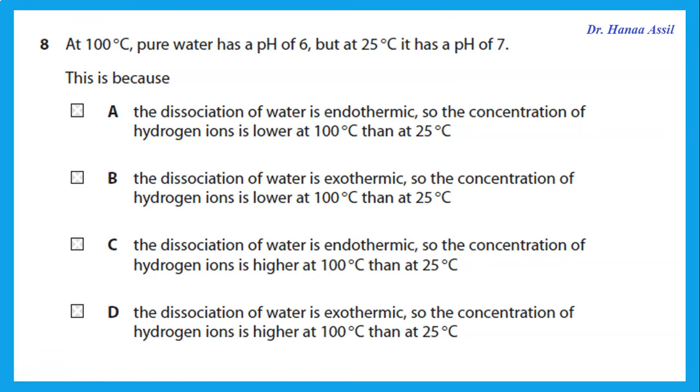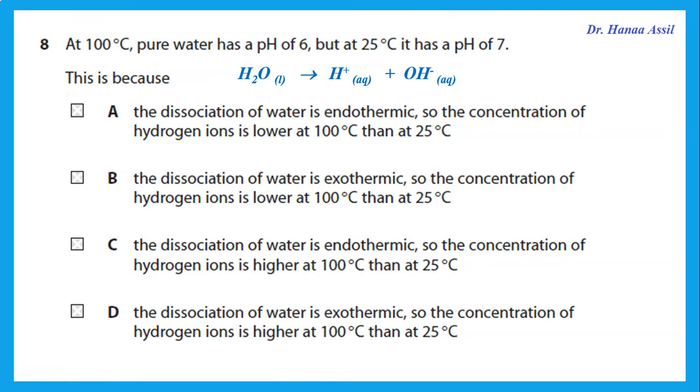Question 8 says, at 100 degrees Celsius, pure water has a pH of 6, but at 25, it has a pH of 7. So, if we're talking about the dissociation of water into H+ and OH-, the question says at higher temperature, it is a lower pH. That means at higher temperature, I have more H+ ions in solution. And that means at higher temperature, this reaction goes forward.